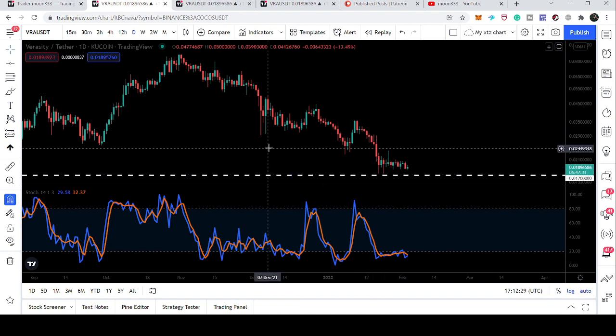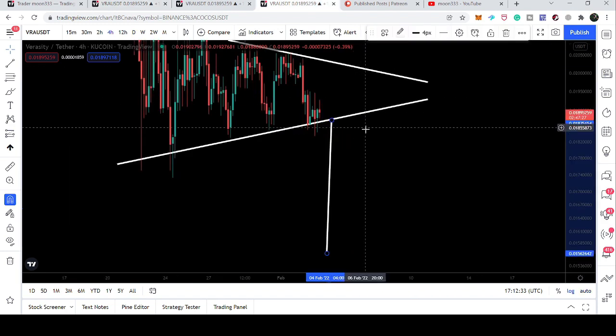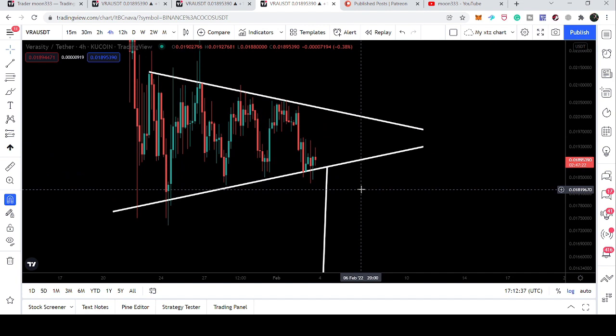So we have again a very critical movement for Verasity. Soon it can break out or break down the support or resistance of this triangle. I'm expecting a breakout. What's your opinion? You can share your opinion in the comment section.